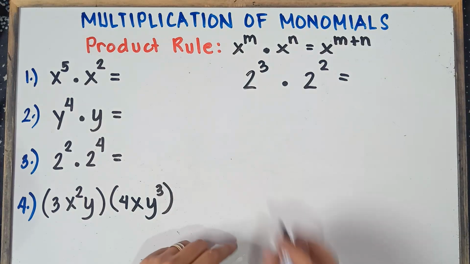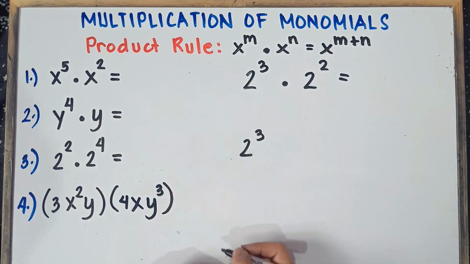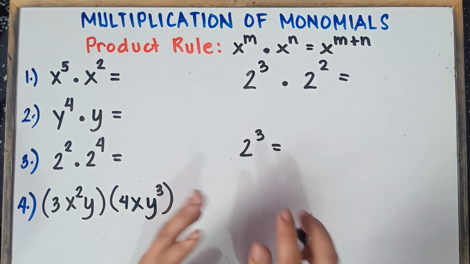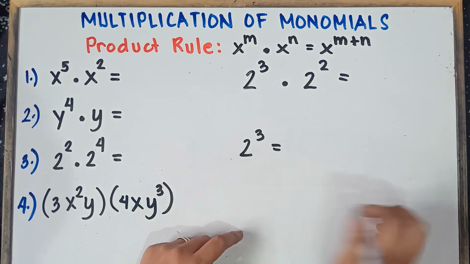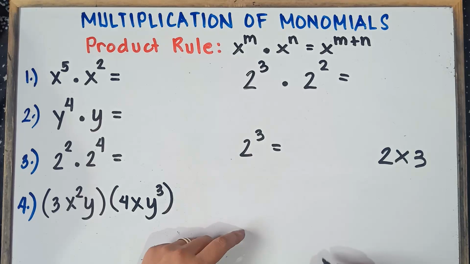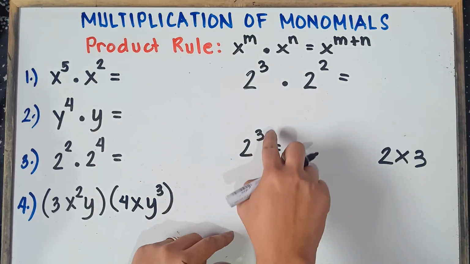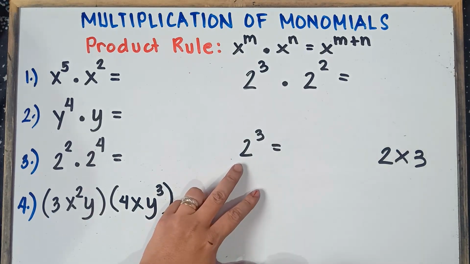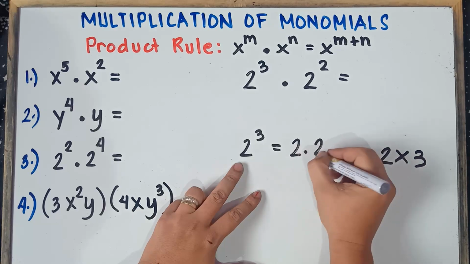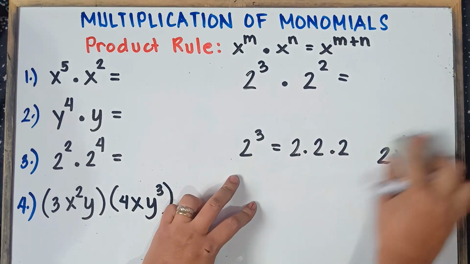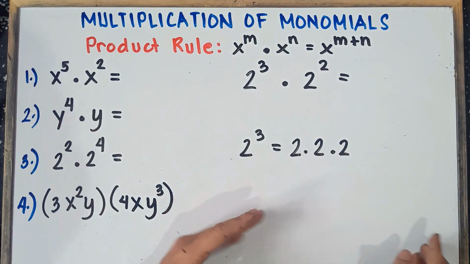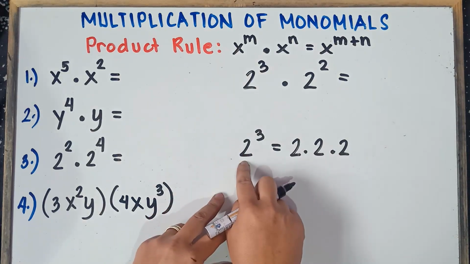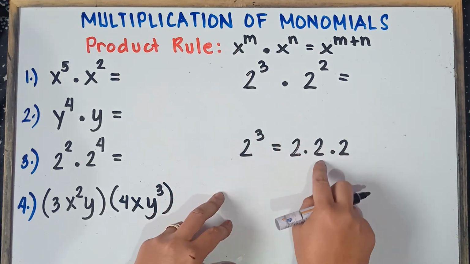Of course, you know, class, that 2 raised to the power of 3 means that you multiply this 2 by itself 3 times. Once again, class, 2 raised to the power of 3 doesn't mean 2 times 3. It means you multiply this 2 by itself 3 times. So this will be 2 times 2 times 2.